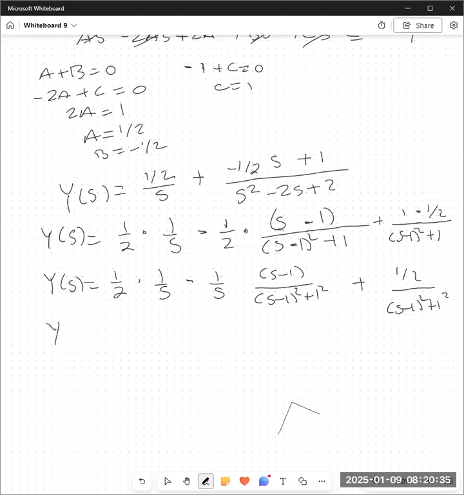So my y(t) is equal to 1/2, minus 1/2 e^t cos(t), plus 1/2 e^t sin(t).